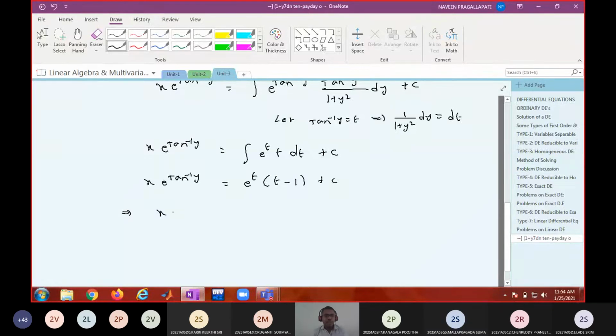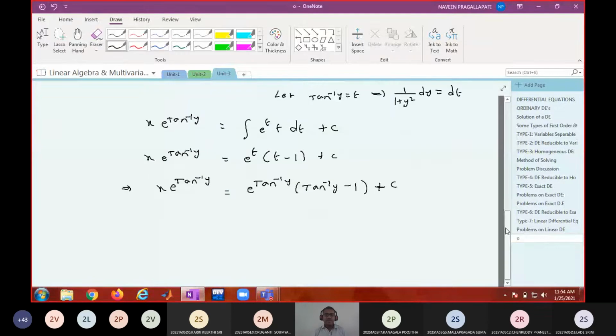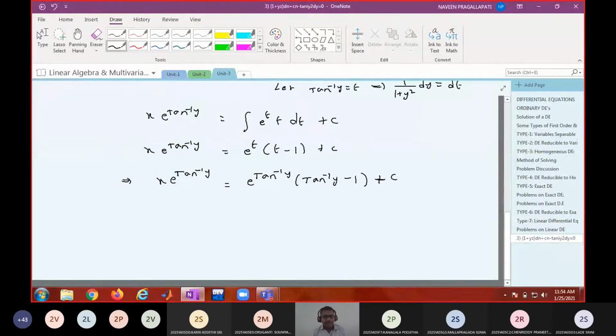Tan inverse y. You have to substitute again. So x into e power tan inverse y is equal to e power tan inverse y into tan inverse y minus 1 plus c. Okay, so that is how we solve the differential equation. So remember, sometimes the differential equation may not be linear in y, then you try to read it as linear in x.